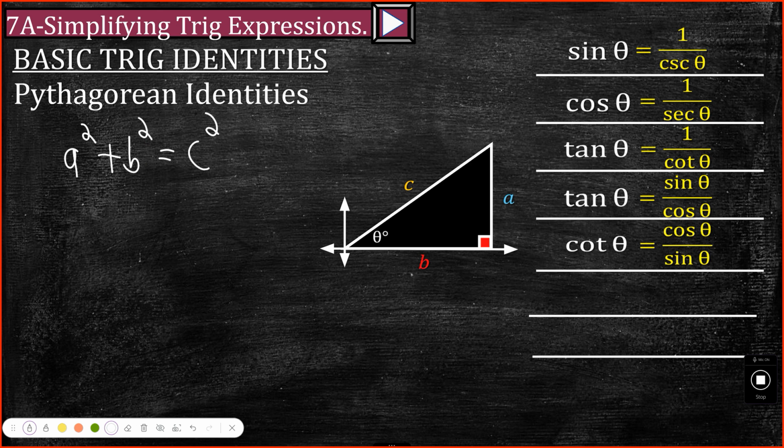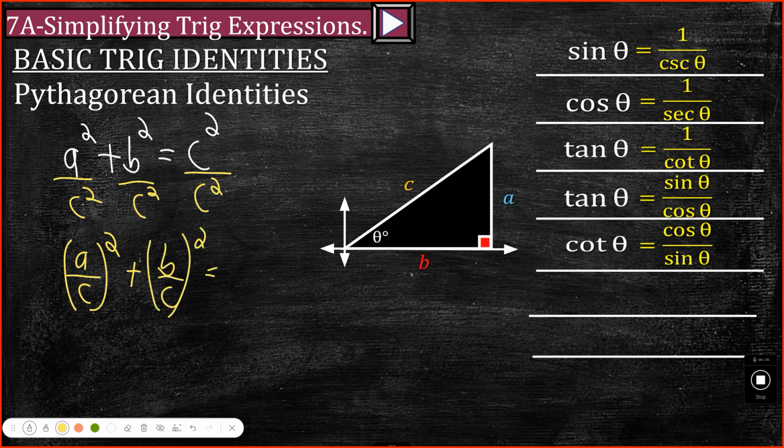Let me divide everything by C squared. Why are you doing these things? Because we can. So divide everything by C squared. Then here I'm going to get A over C squared, and this is going to be B over C squared. And what's that going to be equal to? 1, no? C squared divided by C squared is 1.